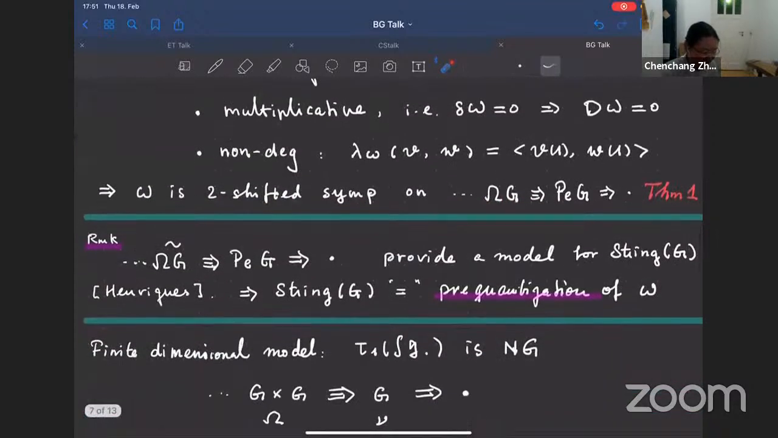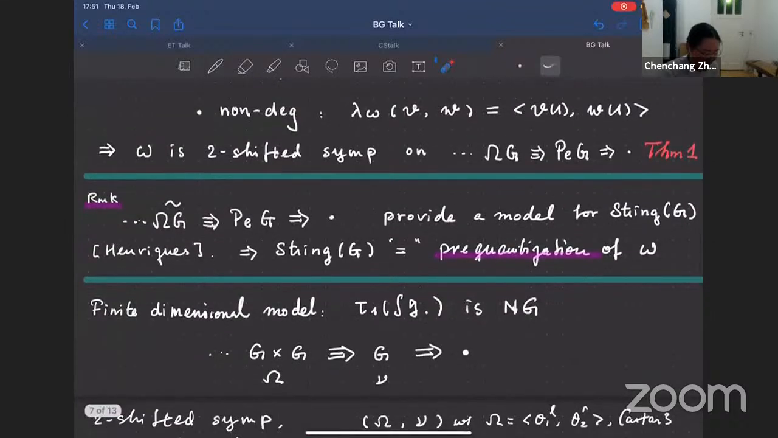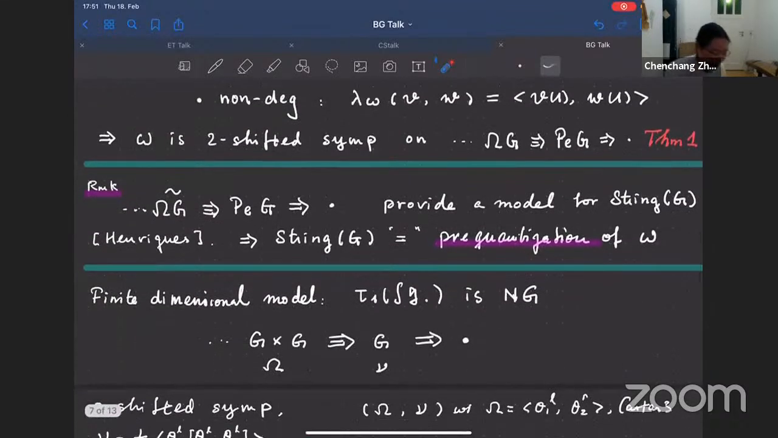That's our first result. Then it's just a comment that in Andre's work, he verified that if you use this omega to do a prequantization, you end up with a central extension of loop space, and this provides a model for string G. So in this sense, you can also view string G as a prequantization of this two-shifted symplectic form.